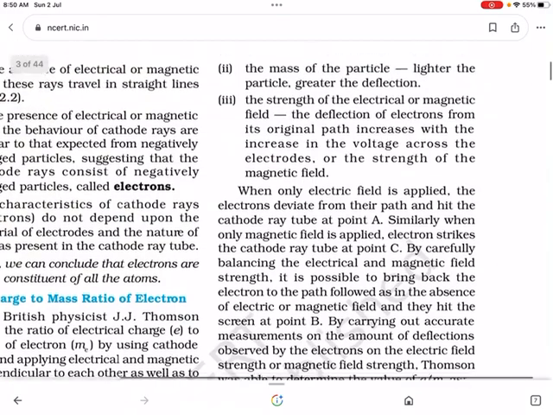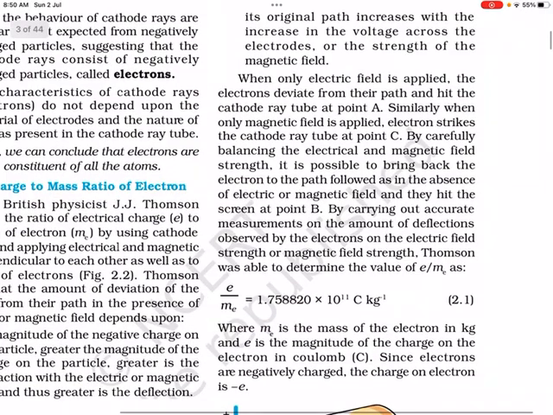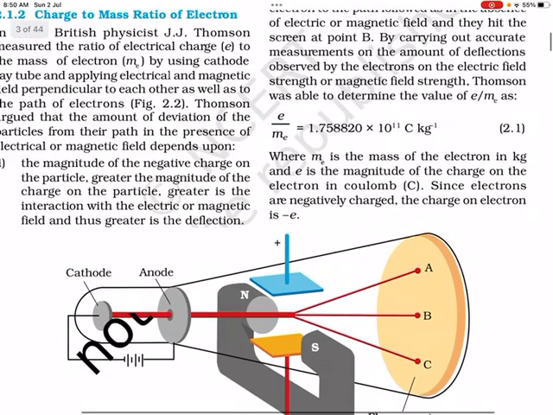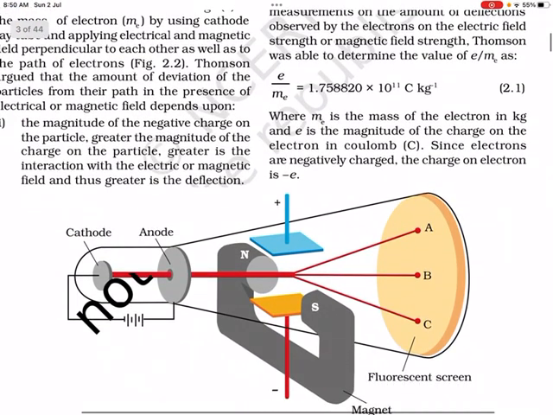By balancing the electric and magnetic field strength, it is possible to bring the electron to follow a straight path. In the absence of the electric and magnetic field, it will hit B. That will be the center point.